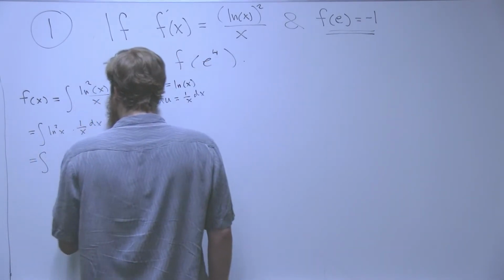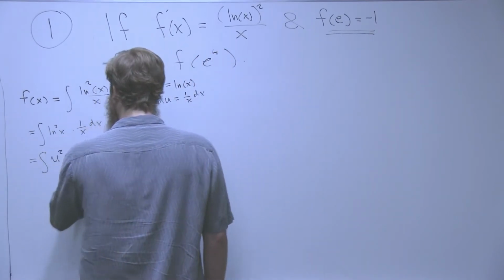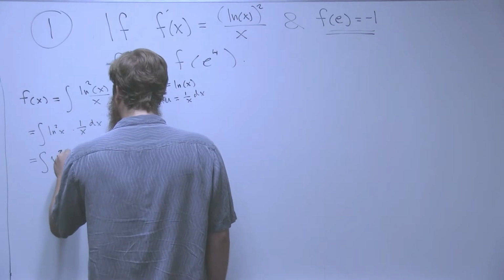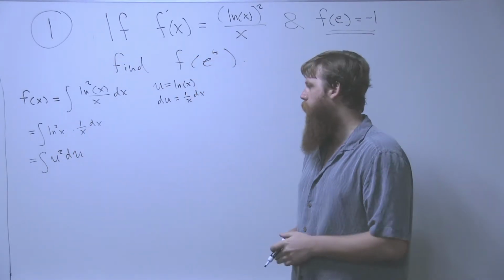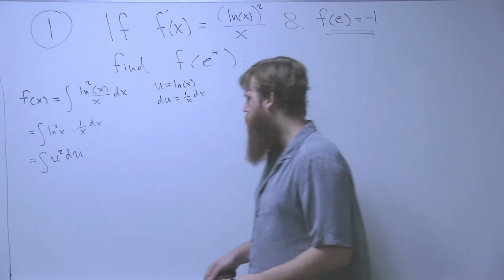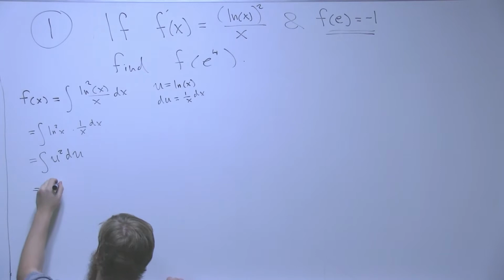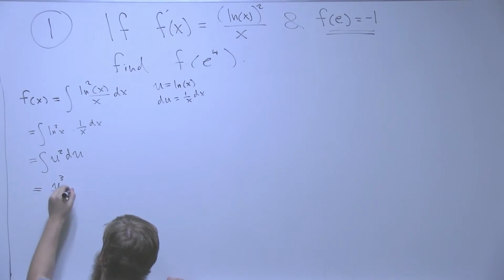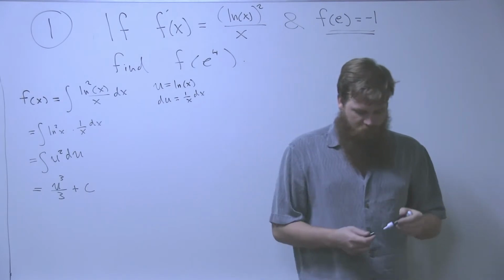Putting everything in from the substitution, log squared is u squared. 1 over x dx is du. So we've converted our integral in x's to an integral exclusively in u's. That's what we need to do to proceed. Now this is just a power rule integral. But because it's indefinite, we know we need to add on a plus c. We don't know what c is yet.